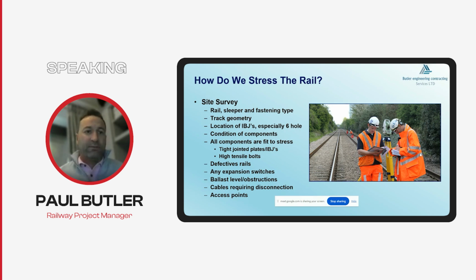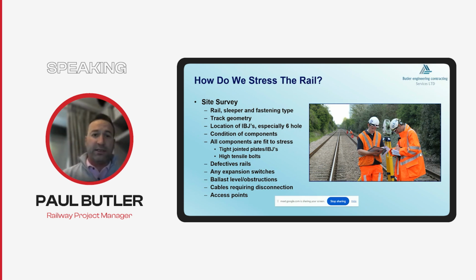So you really need to understand your rail, sleeper, fastening type. These are very important because they indicate certain limitations of what you can do, what rollers you can use, etc. Track geometry is very important, and that will tell you how many rollers you need, depending on the tightness of your geometry. If your curves are too tight, you can't stress at all. So you really need to understand all this accurately.